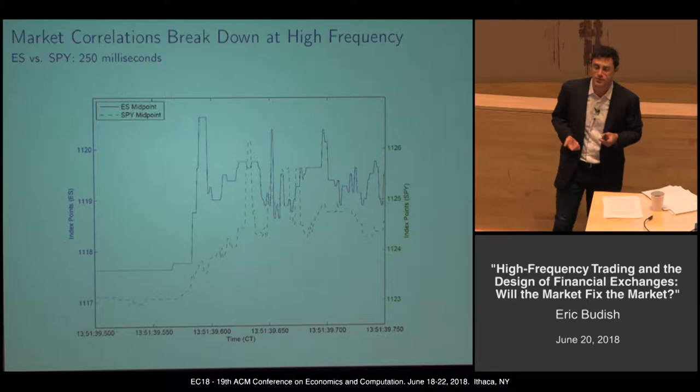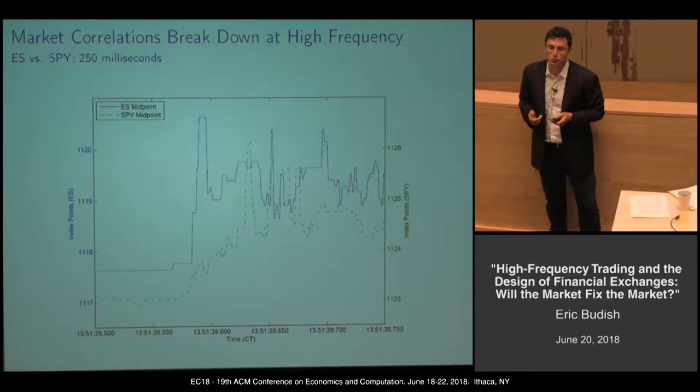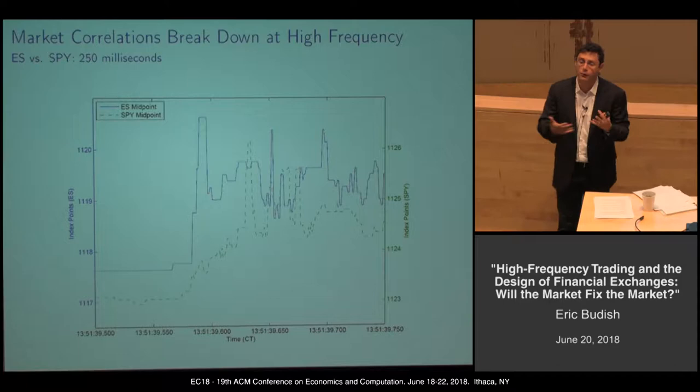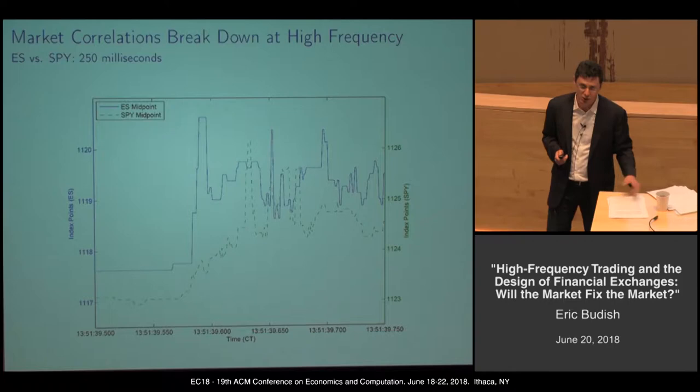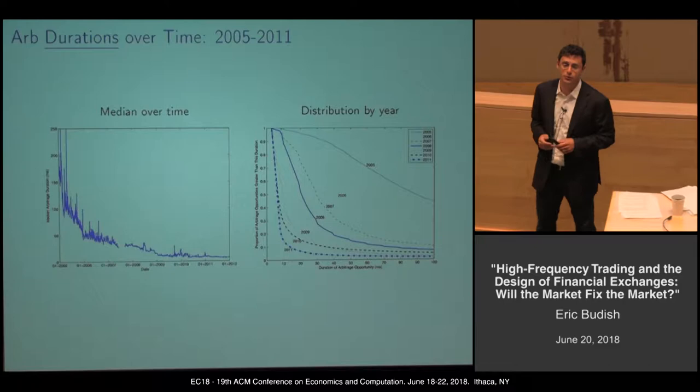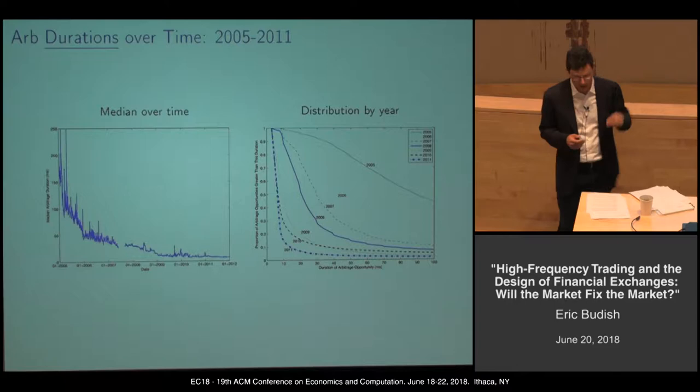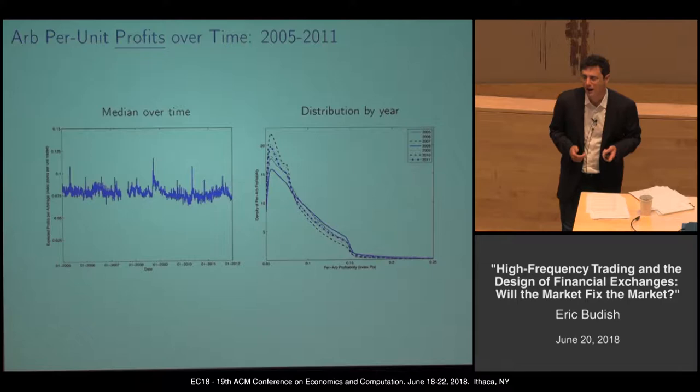Now the usual efficient markets hypothesis story with obvious mechanical arbitrage opportunities is that once they're discovered, market forces will compete them away. But I want to show you that that's not quite what happens here because of the market design. So we do find that the durations of arbitrage opportunities come way down over the duration of our data. Our data covers the period 2005 to 2011.